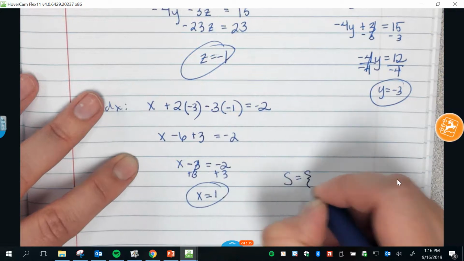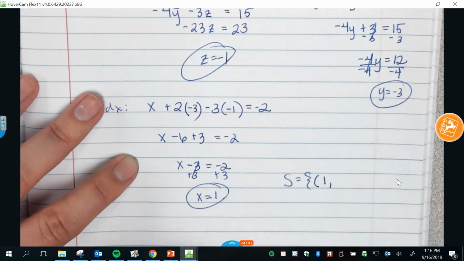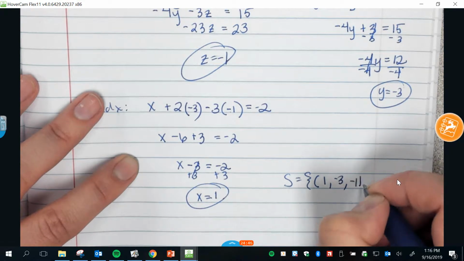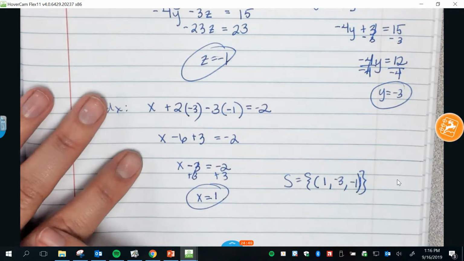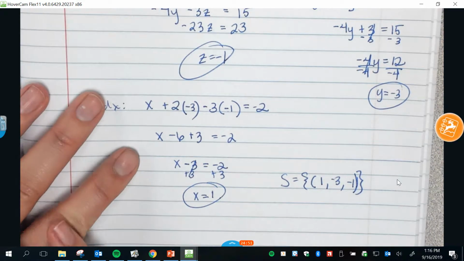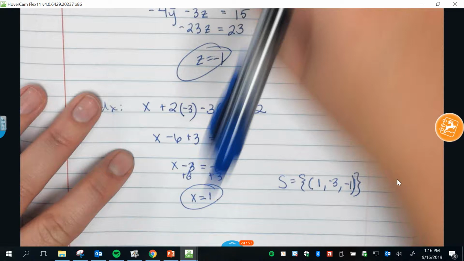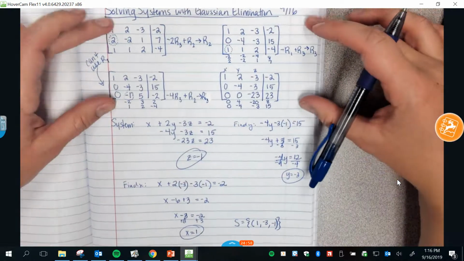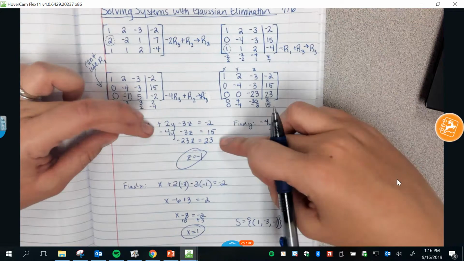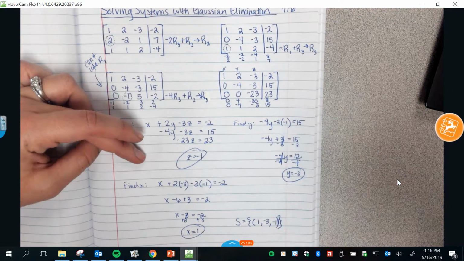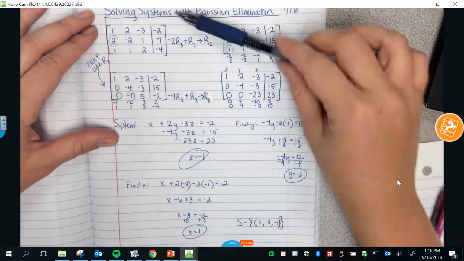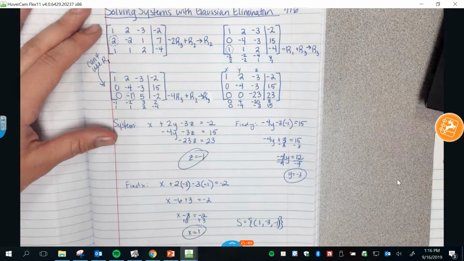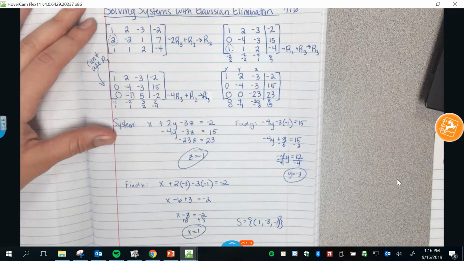Solution set. 1 is x. Negative 3 is y. Negative 1 is z. Okay? So the Gaussian elimination part, the new piece, right? Your 3 row commands. Then it's a problem you can use substitution to solve. So this up here is just another way of doing essentially what you did on the desk on Friday, that 3 by 3 elimination. Okay?